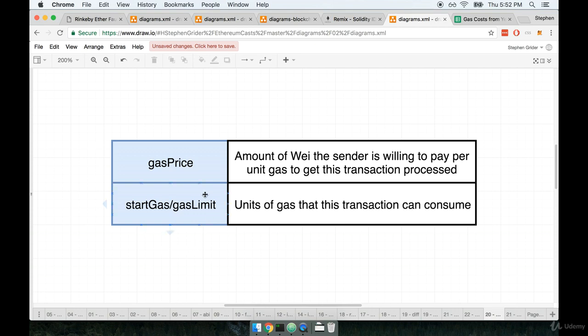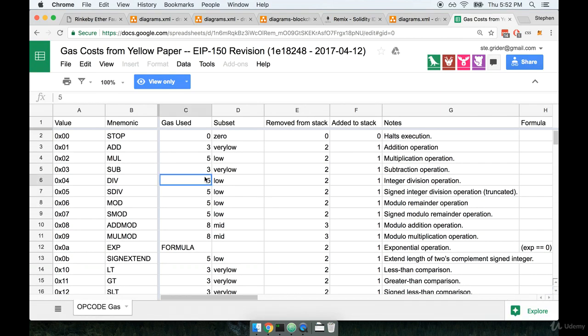And we very briefly discussed these properties before, but we didn't really define them. The first property is gas price. This is the amount of Wei, or the amount of money that we are offering per unit of gas. So if I were to offer a gas price of 10, that means I'm willing to pay 10 times 3, so 10 Wei per unit of gas, in other words, 30 Wei, to add 2 numbers together.